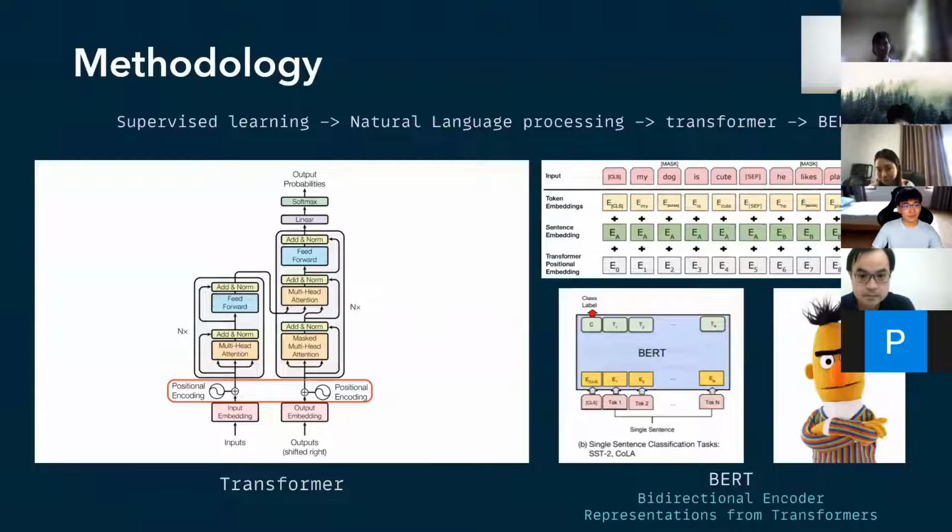The method I will be using to create a model is called BERT, which stands for Bidirectional Encoder Representations from Transformers. As the name says, it is adapted from the transformer, which was previously used to create natural language processing models. So it can be stated that BERT is the improved version of the transformer that is specifically for natural language processing. All of these are supervised learning.